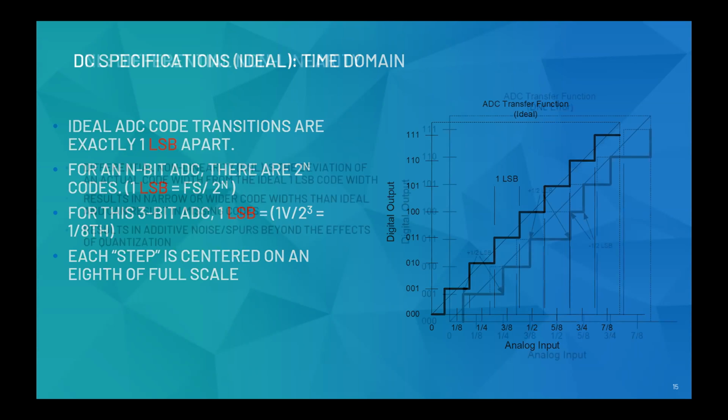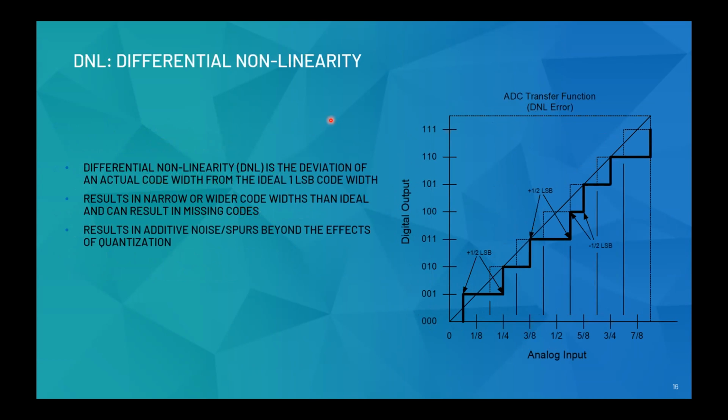But then we know that life is not really ideal. So we do have errors creeping in, and these are captured with specifications like DNL, which is differential nonlinearity. Essentially, it is the deviation of the actual code from the ideal 1 LSB code that I spoke of earlier.